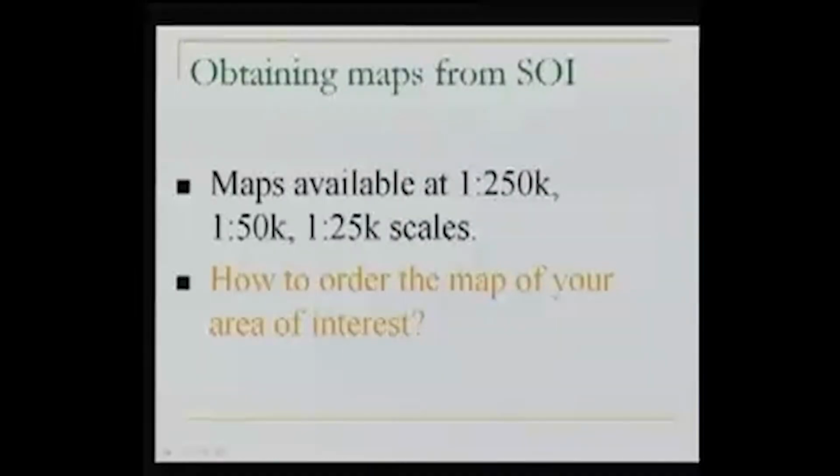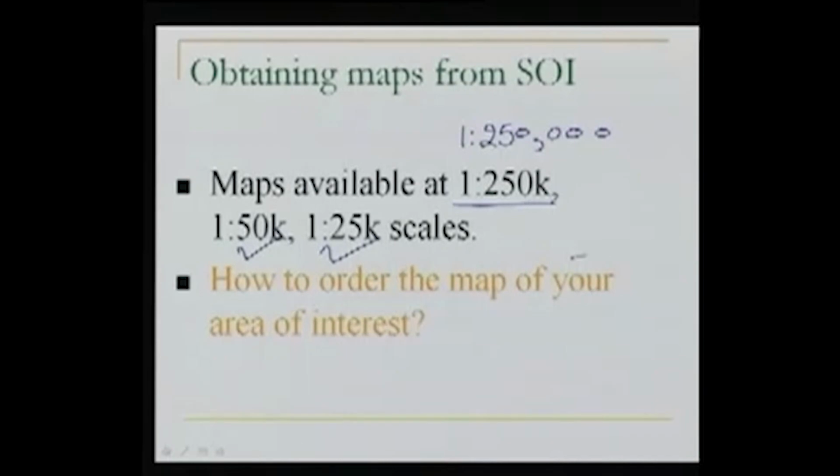The maps which are available from Survey of India are at various scales. As we can see here, the maps are available at 1:250,000. This is in fact 1:250K. K means the 1000 here. To save space, I am using K. Similarly, 1:50,000, 1:25,000. At these scales, we can buy maps from Survey of India.